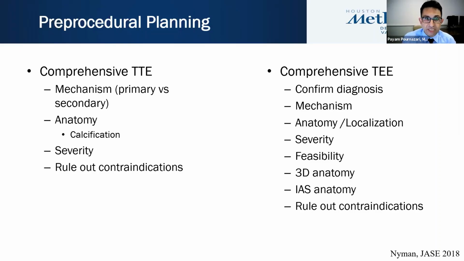A comprehensive transesophageal echocardiogram is again required to confirm the diagnosis, look at and confirm the mechanism, have a better understanding of the anatomy and localization, confirm the severity, and assess the feasibility of the transcatheter edge-to-edge repair. And again, because the mitral valve has a very complex structure, we gain a better understanding using 3D imaging. It is also crucial to understand the anatomy of the interatrial septum and rule out contraindications.